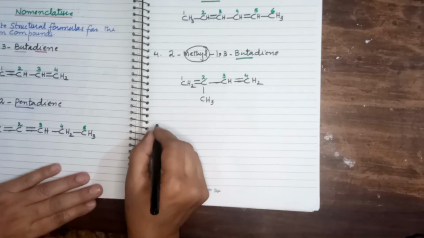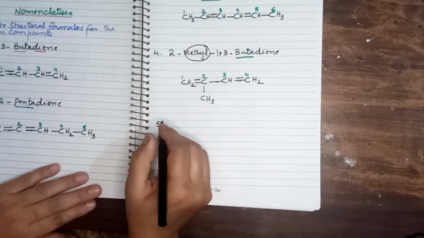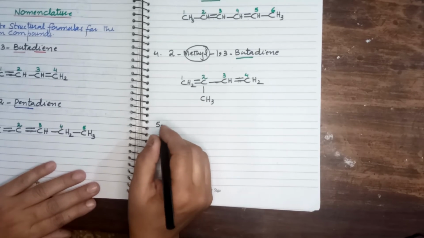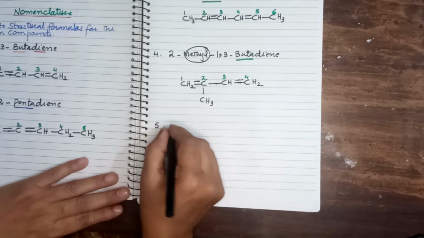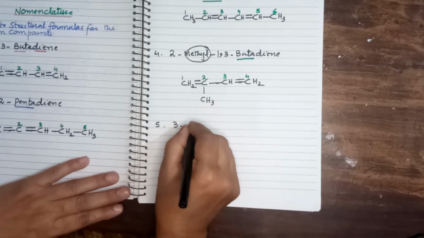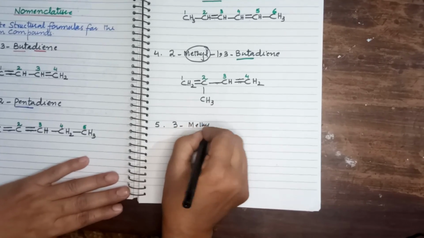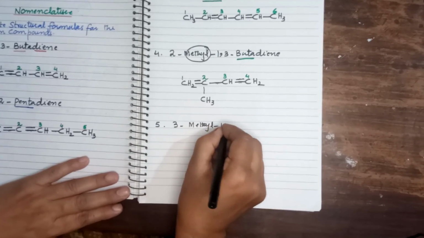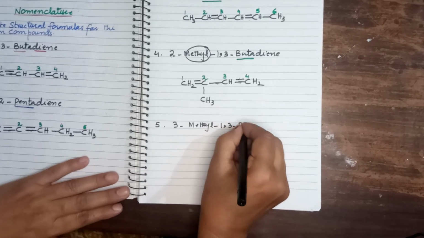Okay students, now see another example to understand this concept clearly, right? Example number 5. A molecule is given: 3-methyl-1,3-pentadiene.